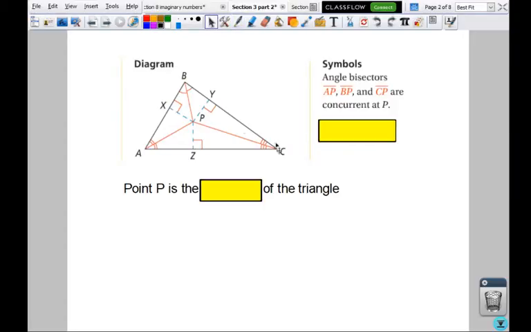So we're going to look at this triangle here, and in this triangle, if I make angle bisectors, Tiana, what's an angle bisector? In the middle, right? In the middle of? I'm going to do that one again. AB, AP, and BP, and CP. Yeah, those are the angle bisectors. Remember, angle bisectors cut angles in half.